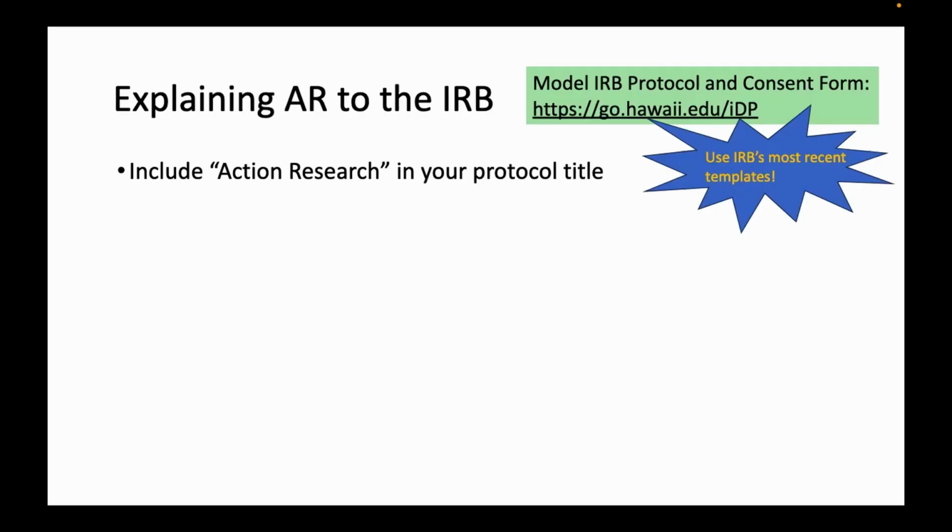Some of the things: I've had conversations with the IRB, and I have actually found that if you're doing action research and you describe the study as action research, but your title does not include the words action research, the IRB will reject your study and say teachers should not research their own students. But if your title says action research, then they will understand it as action research. So that's number one tip: for the UH IRB, include the words action research in your title if you're doing action research.